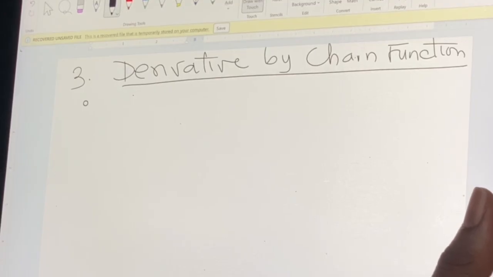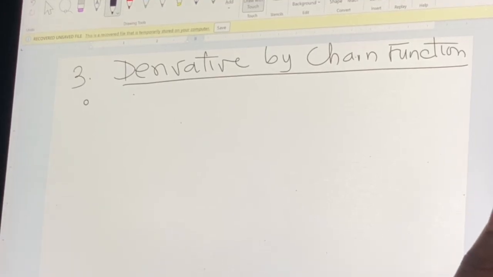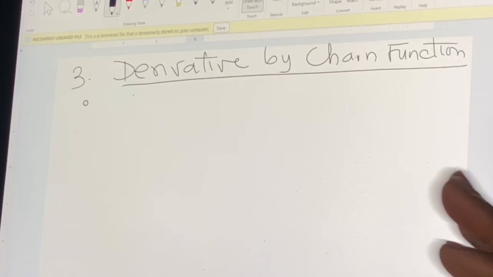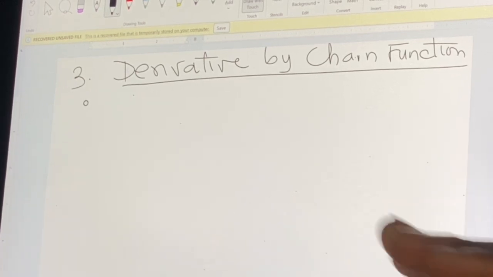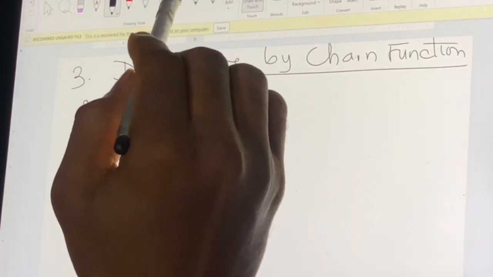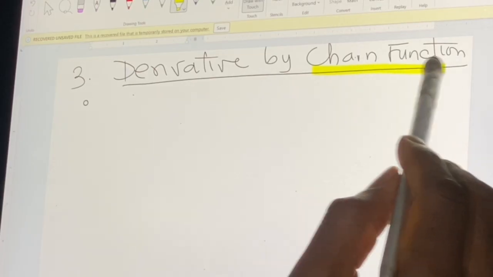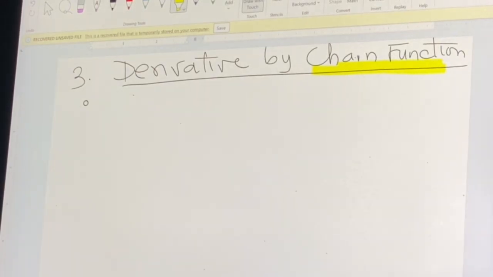So before we solve some questions here, let's know when a function is in chain function or in function of a function. You can either call this chain function or function of a function. Please take note of this.